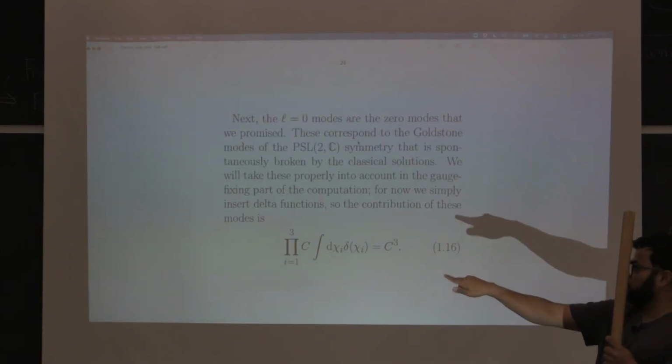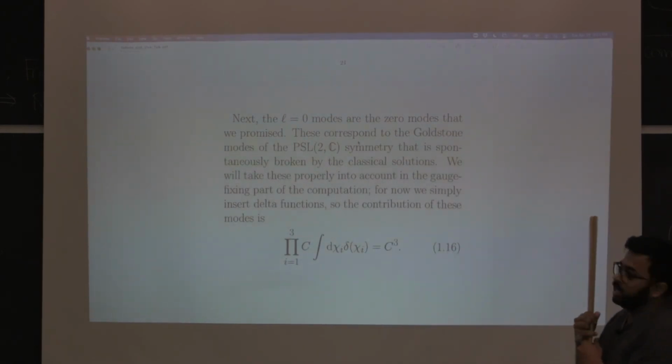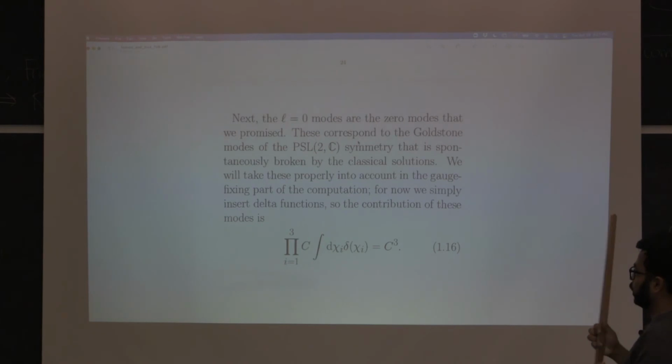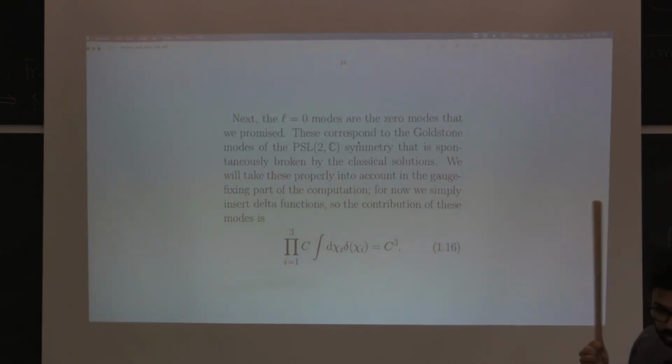So those are the 3 modes that are going to be related to the action of PSL2C. So for now, we don't integrate over them. We set them with a delta function. We deal with them later when we figure out the volume of the gauge group. Is that clear?